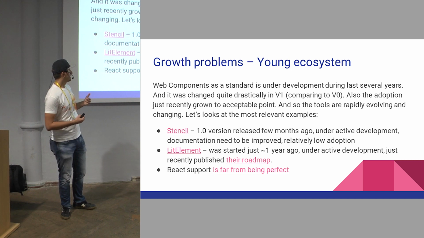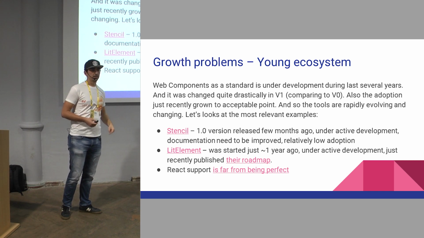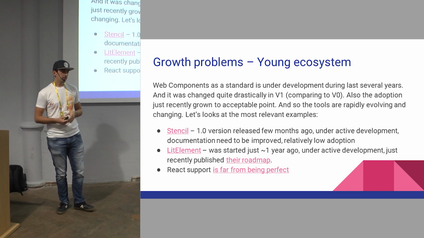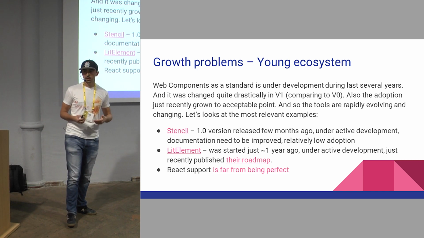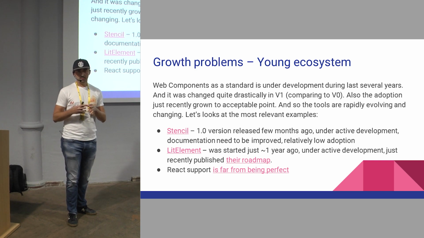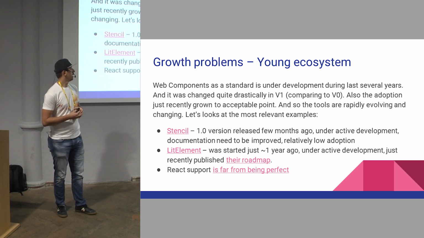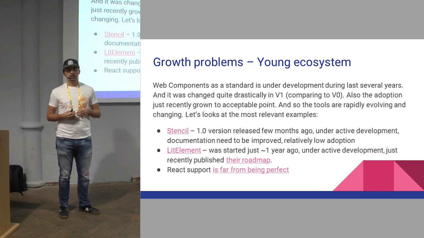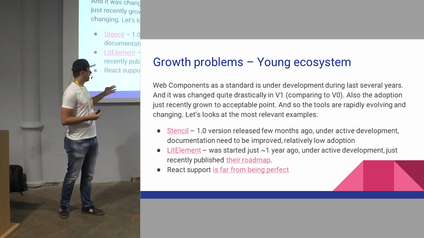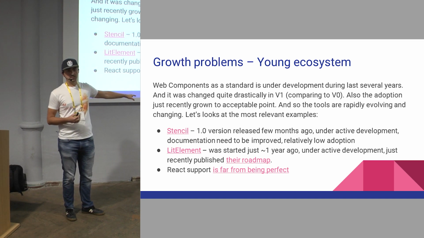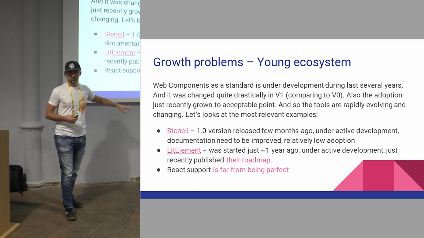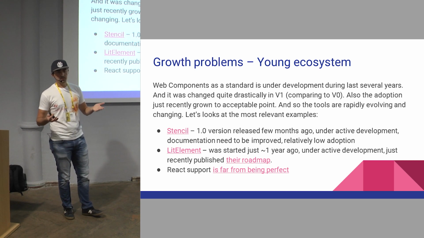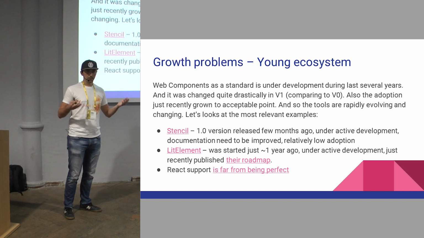Another example would be LitElement. This is a library from the guys from the Polymer project. So this is kind of a reincarnation of Polymer in a smaller variant. And it was again started just a year ago. For example, their roadmap was released just 2 weeks ago. So 2 weeks before, there was not even a roadmap publicly available for LitElement and the Polymer project itself.